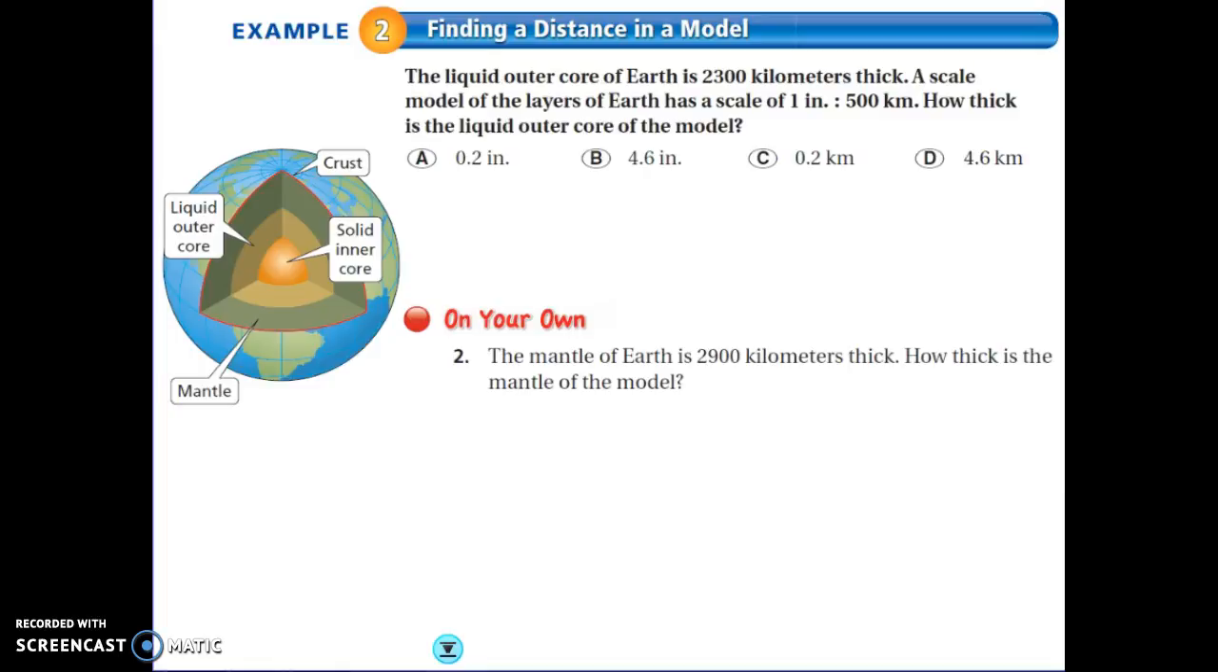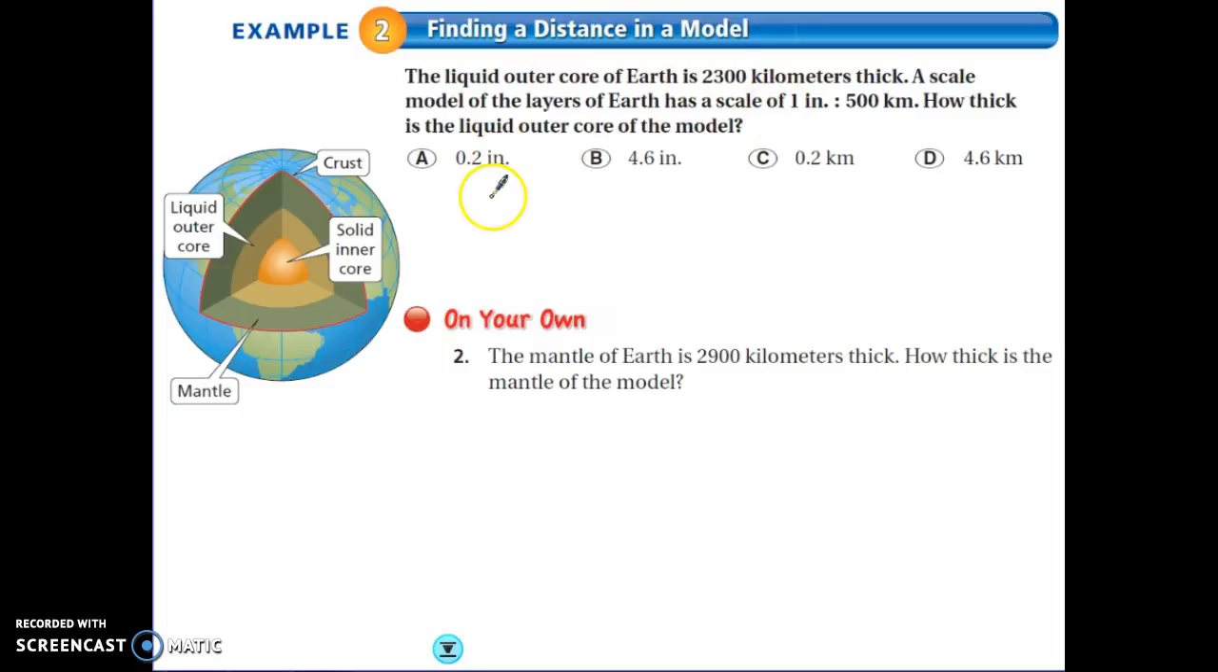Example 2. The liquid outer core of the Earth is 2,300 kilometers thick. A scale model of the layers of the Earth has a scale of 1 inch representing 500 kilometers. How thick is the liquid outer core of the model?